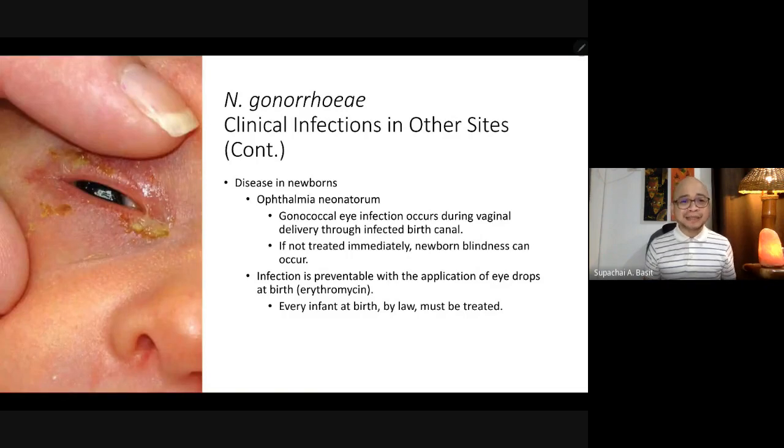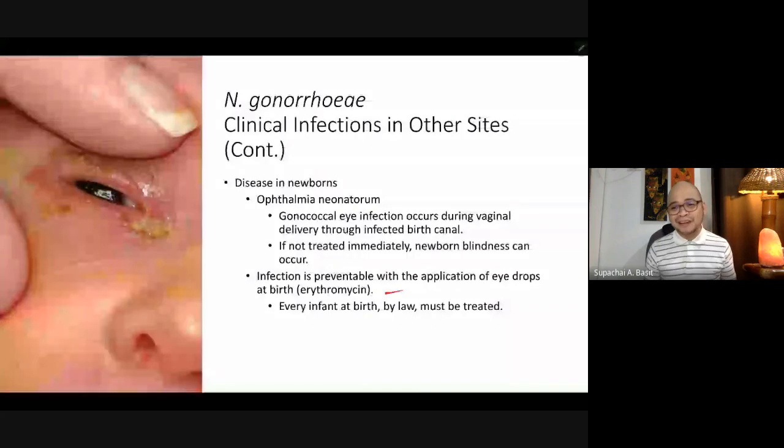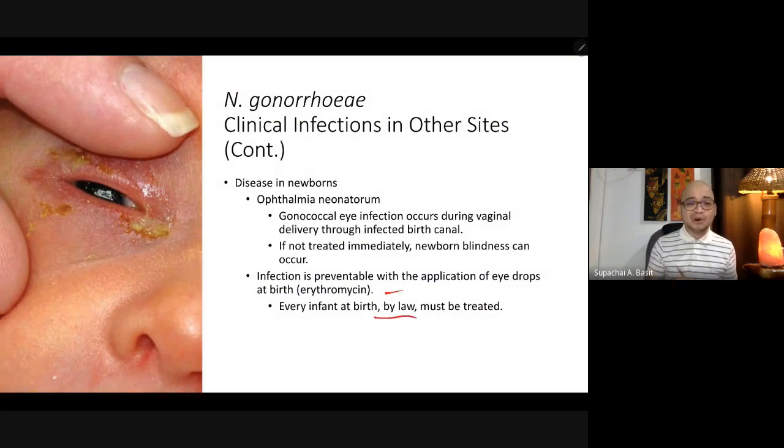This one I have already explained to you a while ago. Ophthalmia neonatorum. So, gonococcal eye infection that occurs during vaginal delivery through an infected birth canal. If not treated with Credé prophylaxis, but nowadays we are using erythromycin eye drops, newborn blindness can occur. So, every infant at birth by law must be treated, whether the mother has gonorrhea or not. So as a form of prophylaxis, we should treat the eyes of every infant. And it is already a law.